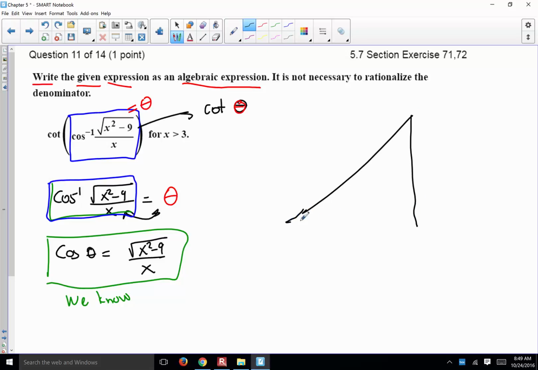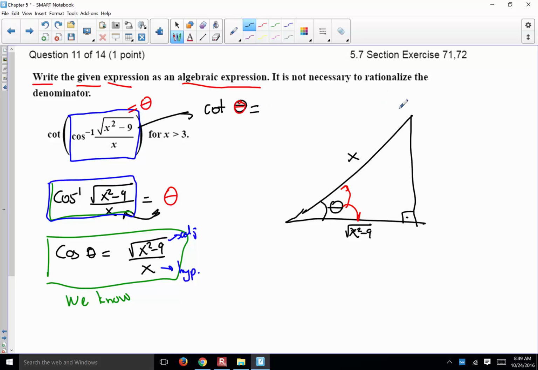Put a triangle. If you don't want to do trig identity, it's too long. Put somewhere theta, like here. Use the meaning of cosine theta. Cosine theta means adjacent over hypotenuse, correct? So I put this adjacent side, then this one will be hypotenuse. Agree? So why don't we do that? Square root of x squared minus 9 is the adjacent side. Hypotenuse is x. What do they want? They want cotangent theta, right?